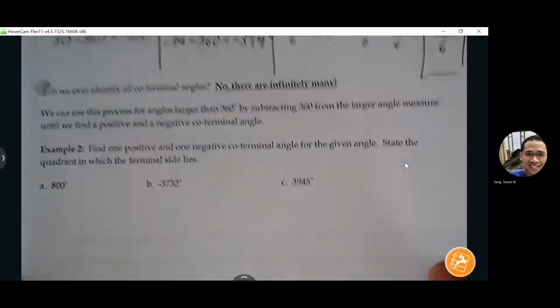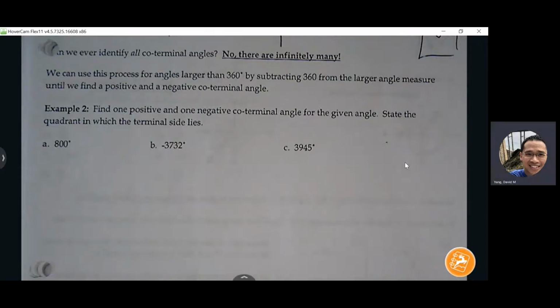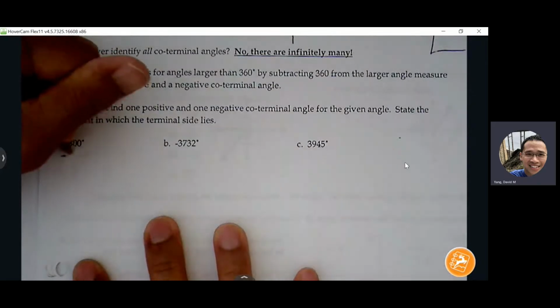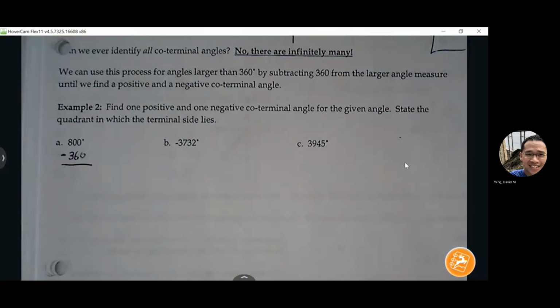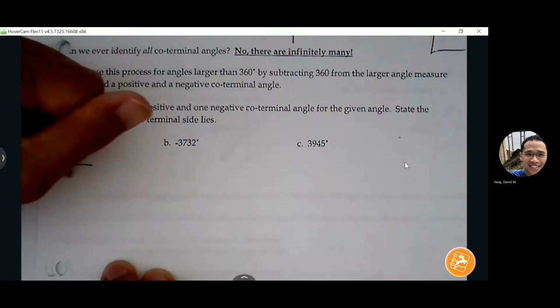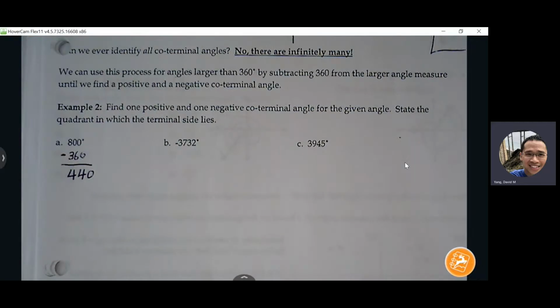So, example 2, find one positive and one negative coterminal angle for the given angle. State the quadrant in which the terminal side lies. So, 800, that's not too bad. We can subtract 360 a couple of times and eventually we're going to get to something that we recognize. Okay, so we'll do that. Minus 360 is 440. That's still too many rotations out, so we keep subtracting 360.